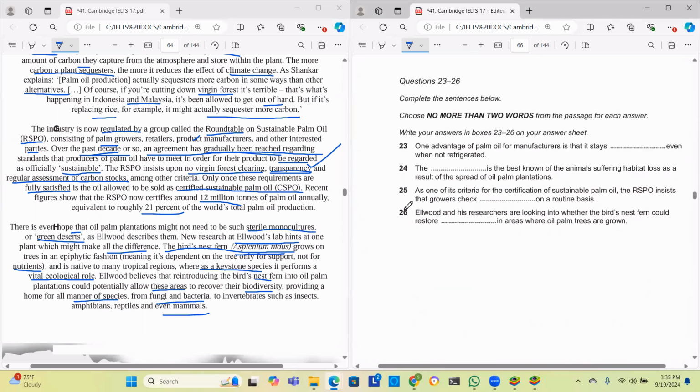Now let's move to the next set of questions, guys. Here he says no more than 2 words. It means you can write 1 word or you can write 2 words. You cannot write 3. So 2 is the limit. Now let's read 23.